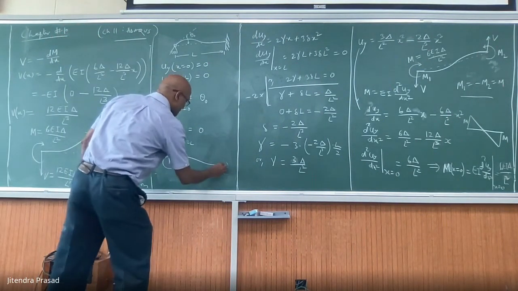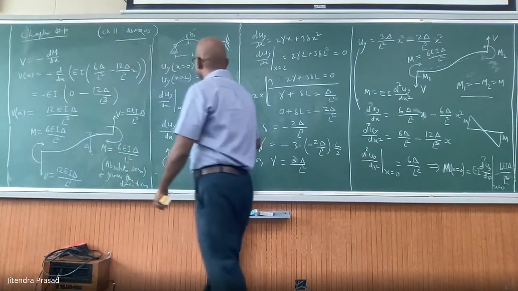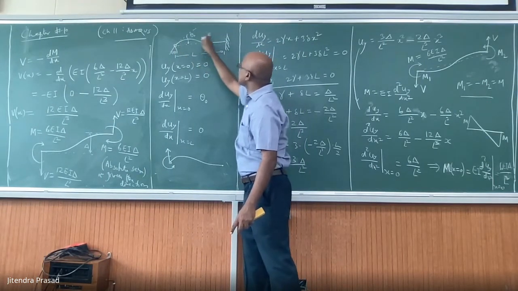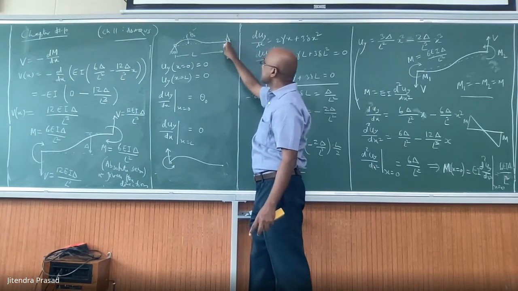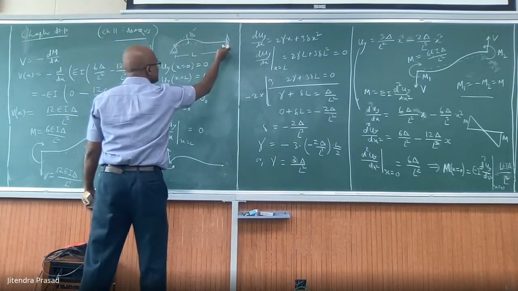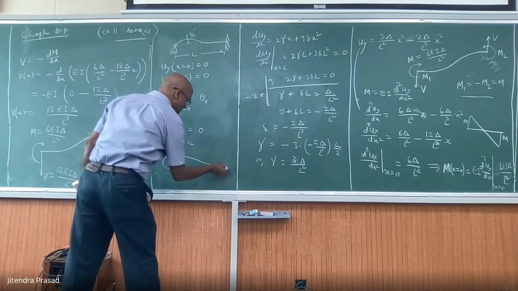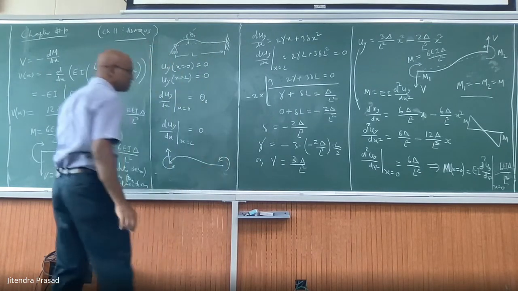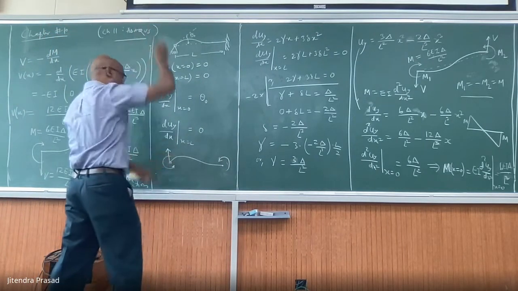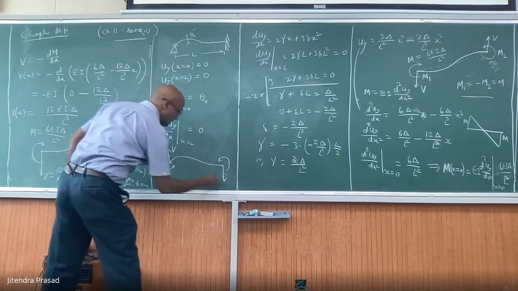Then what happens here? Similarly, if you have just a hinge here, this will tend to be like this. So if you are making the slope 0, you have to apply a moment like this one, and it will go upward, so you have to.